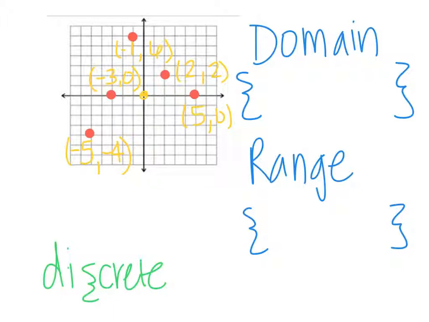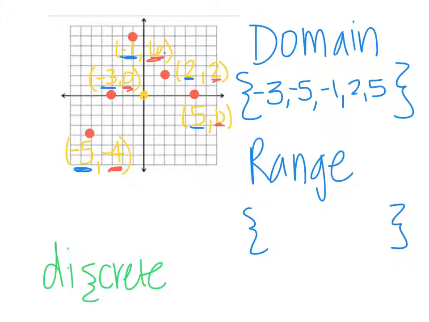So as I write down my domain, I look at all of my x values: -5, -3, -1, 2, and 5. So those are my values of my domain: -5, -3, -1, 2, and 5.